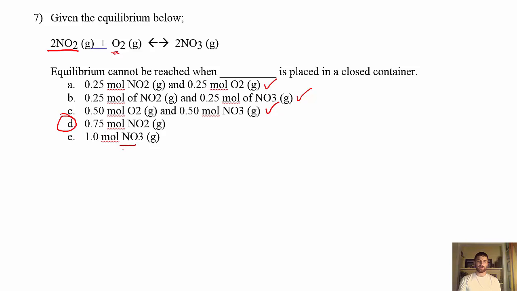But then, Mr. Johnny, what about this? We only added just NO3. There's two other things. But we added everything that was a product. We only have one product. If we start with just that, that's all we need to establish an equilibrium. That's all we need to make the NO2 and the O2.